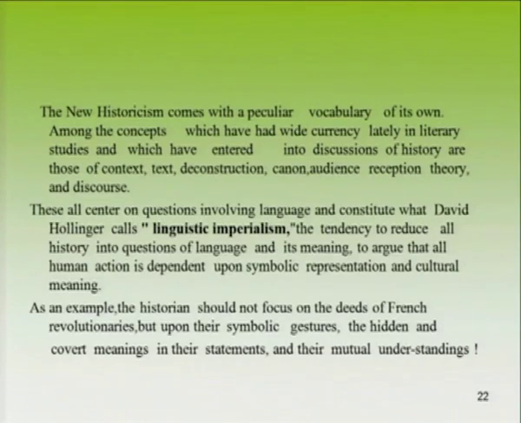The new historicism comes with a peculiar vocabulary of its own, right? Among the concepts which have had wide currency lately in literary studies, which have entered into discussions of history too, are those of context. So, what are these? This vocabulary which we had done just now, one main point was context. Then comes text, deconstruction, canon, what are the canons, audience reception theory and discourse. So, you see how the different perspectives or different theories have merged together.